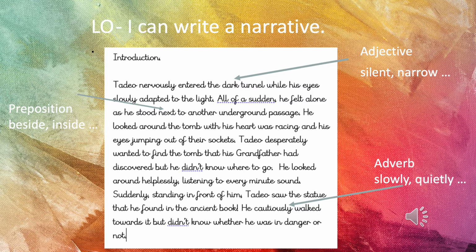And down the bottom, I've got an adverb. I'm looking at he cautiously walked towards it. And then I'm looking at other ways that I could create some tension, nervousness, by replacing those words, showing variety in my vocabulary. And I've got slowly, quietly. Maybe you could search for other adverbs online or in your thesaurus if you've got one. Good luck.